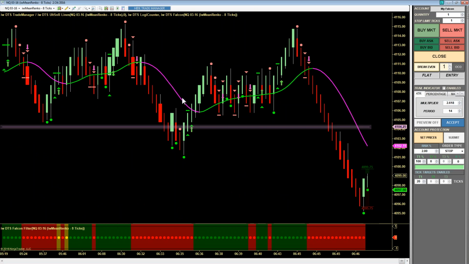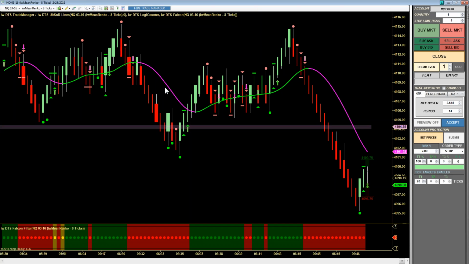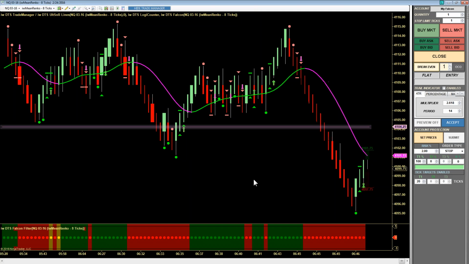And what we're looking at with the Falcon Swing Trader is we're following this trend line. So when the trend line is red, we're looking to sell. When the trend line is green, we're looking to buy. And again, most times we're looking for everything to be in sync with our filter.